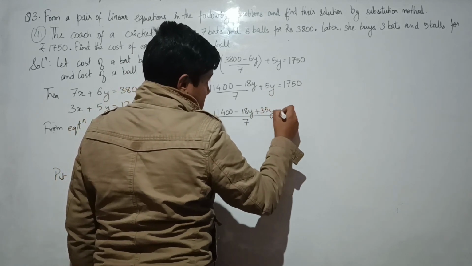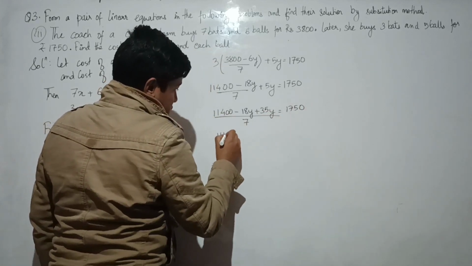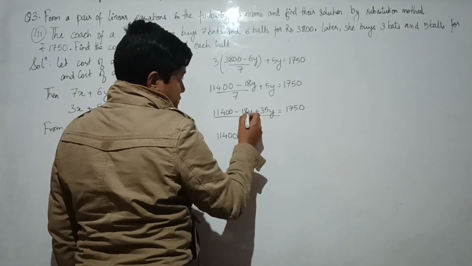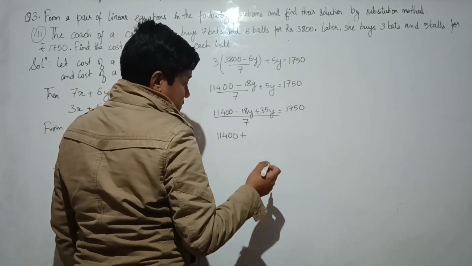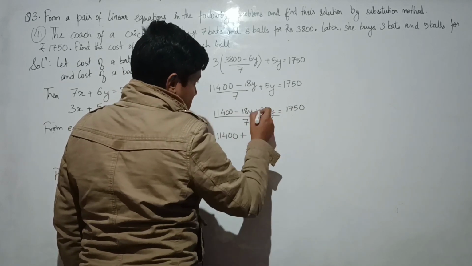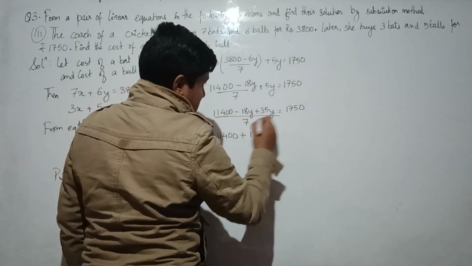3 times 3800 is 11,400, minus 18y, by 7, plus 5y equals 1750. Again taking the LCM, 7, the numerator becomes 11,400 minus 18y plus 35y, equals 1750 times 7, so 17y plus 11,400 equals 7 times 1750.